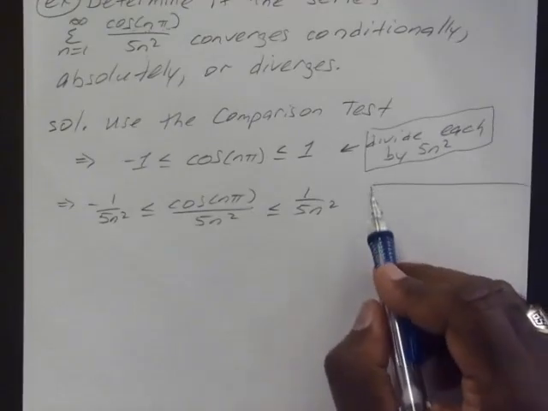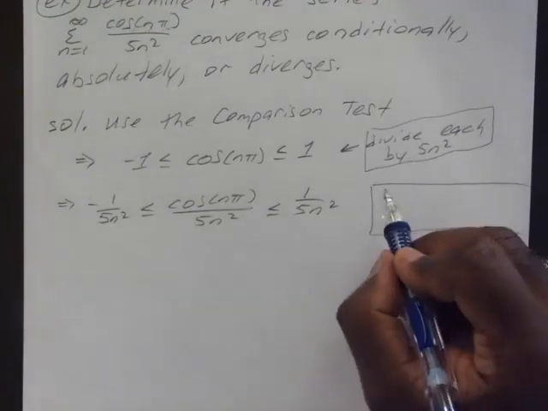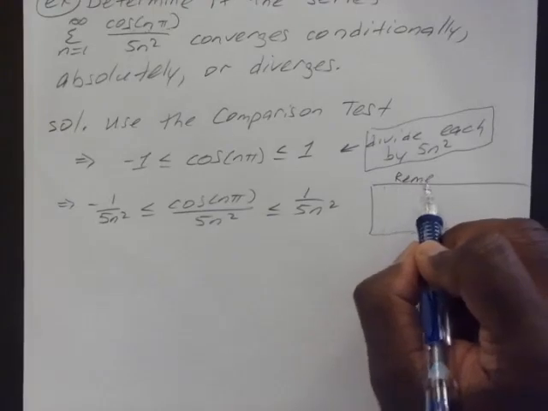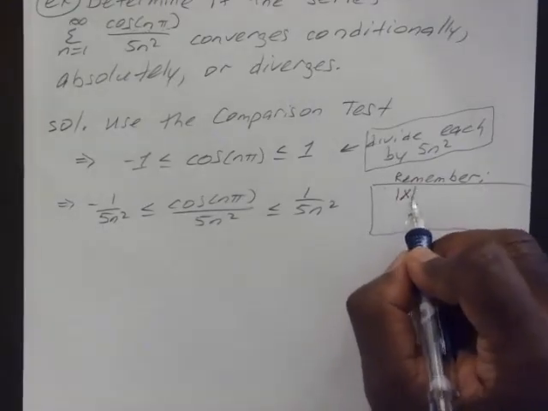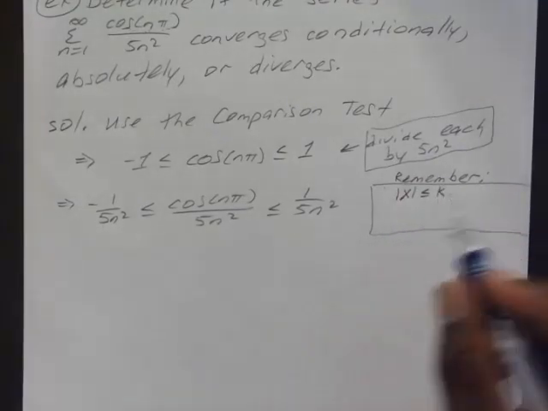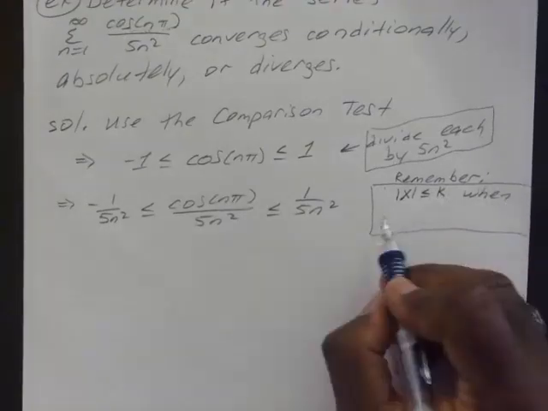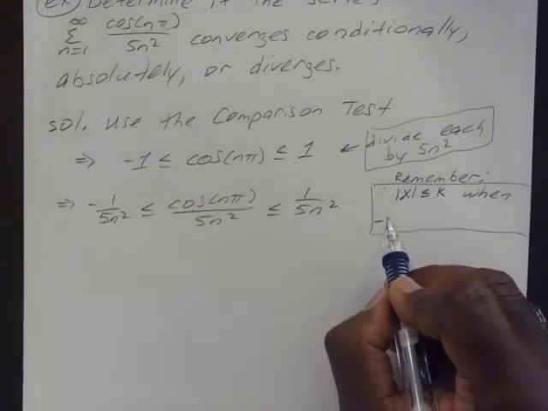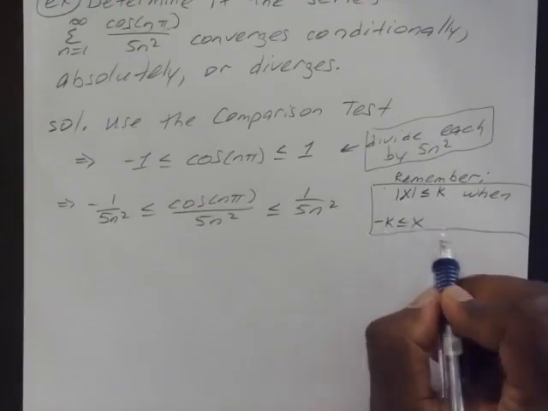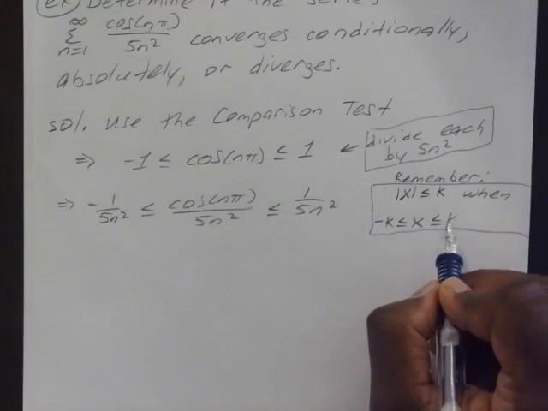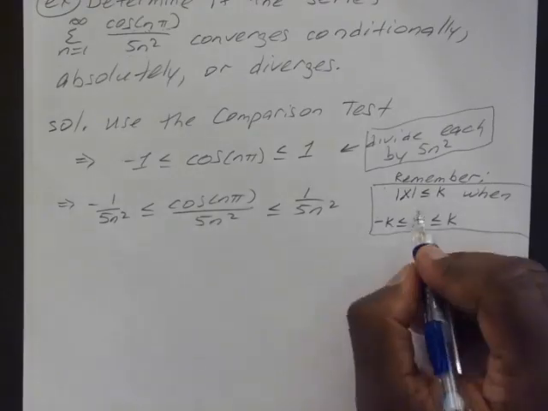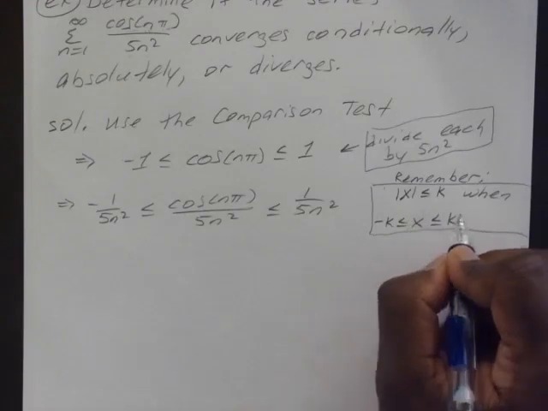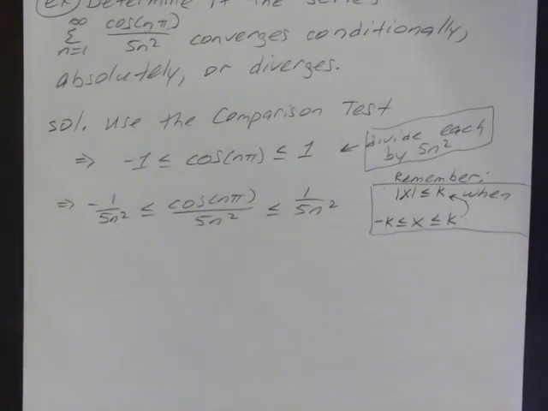Okay, so if you remember your compound inequalities, you know the absolute value of x is less than or equal to some value k when x is greater than -k and less than or equal to positive k. Okay. So we're going to do the same thing, but in reverse. We're going to go and put it in the absolute value form.